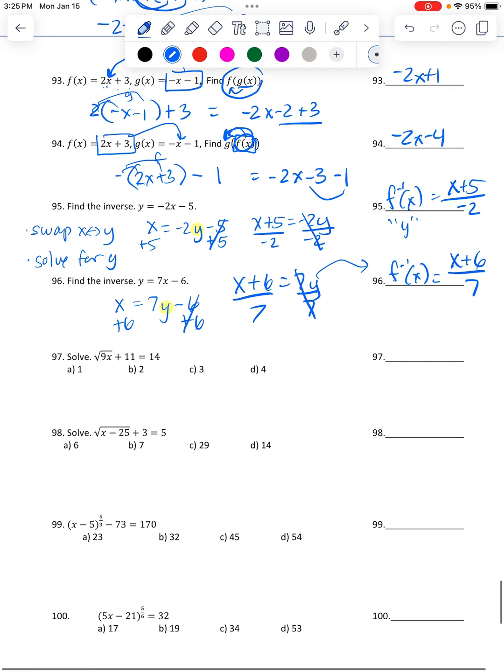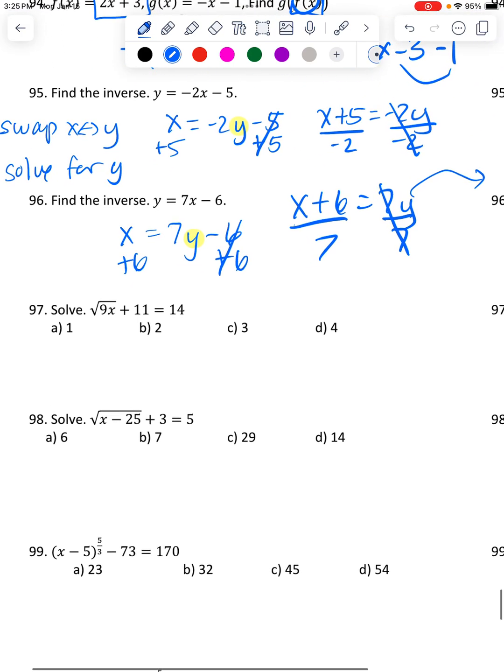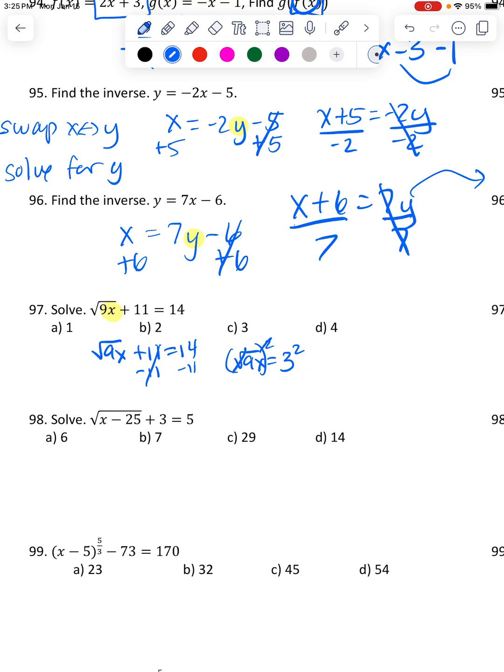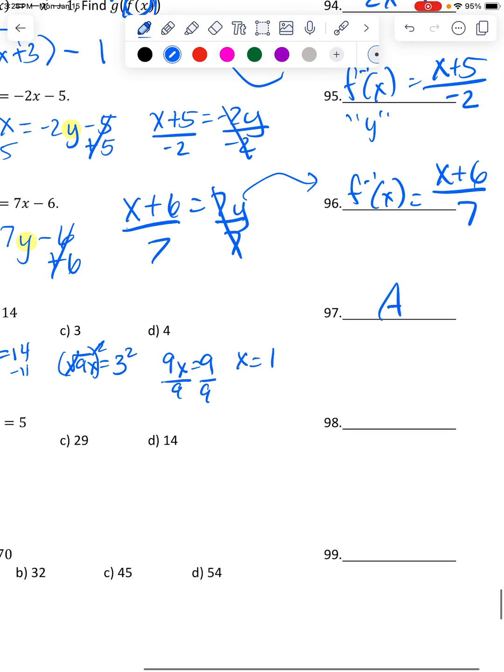Back to solving. Okay, so we're solving a square root. So to get rid of a root, we'll ultimately need a power, but I need this part alone first. And I do that by taking away that 11 to the other side. So now I have the square root of 9x equals 3. To get rid of the square root, I'll need to square it, and whatever I do to one side, I have to do to the other. So these cancel, root and power cancel, so I have 9x equals 9. So when I divide, I just get that x equals 1, which is option A.